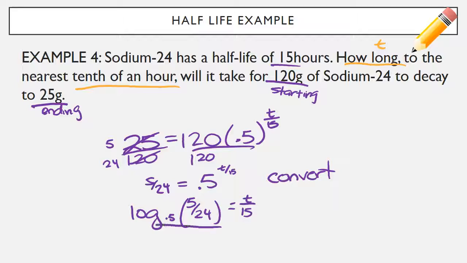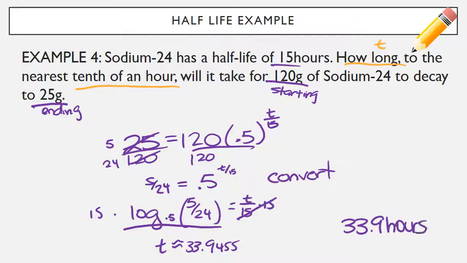Once I find this value, though, I need to times it by 15 to isolate that t value, to find my time. So I plug it in my calculator, press equals, and then click times 15. That's just out of habit for me. But we end up with approximately 33.9455. I'm just going to write a bunch down, then decide. It says round to the nearest tenth of an hour. So tenth of an hour would mean 33.9 hours is what I'm looking for.